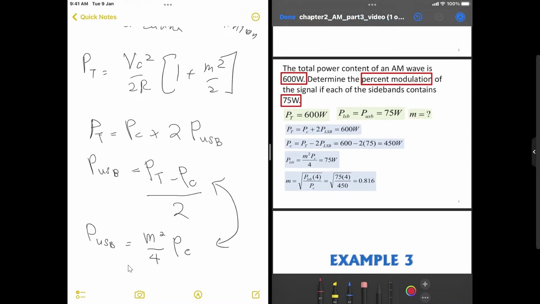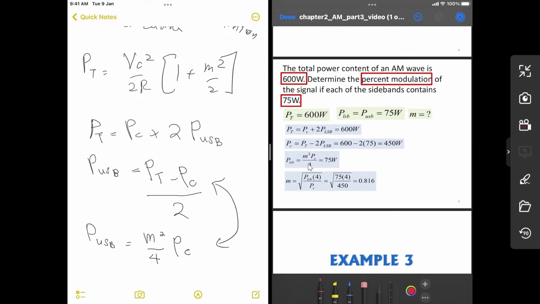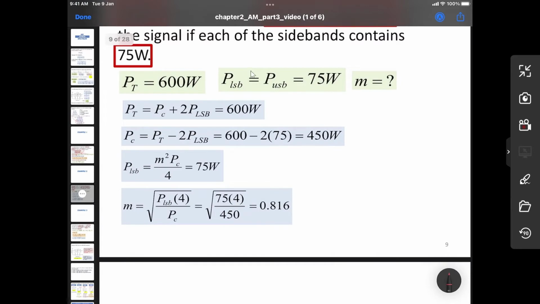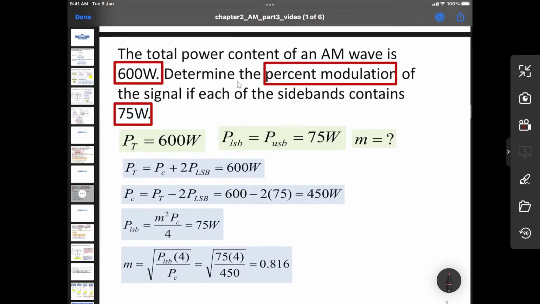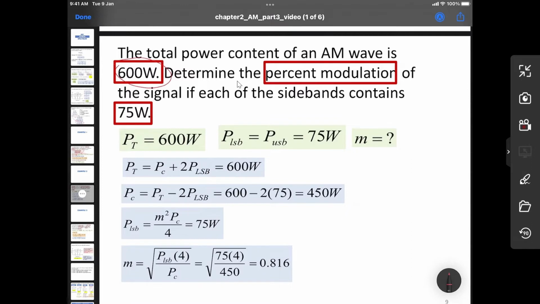So that is example 1. Now example 2. In this example, they give you the total power, PT, which is 100. They give you PT, the total power, and they ask you to calculate m. If each of the sidebands contains 75 watts, so this is the sideband, they give you the value of the sideband.